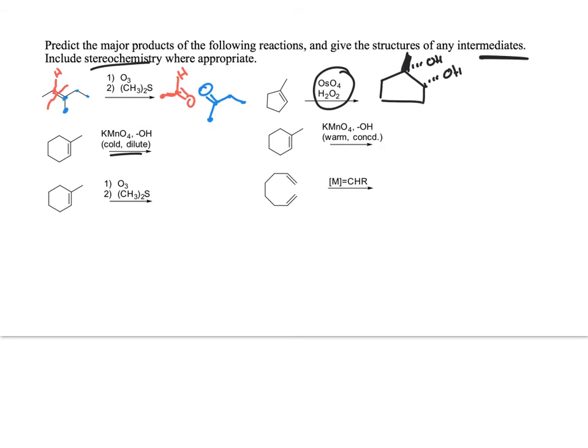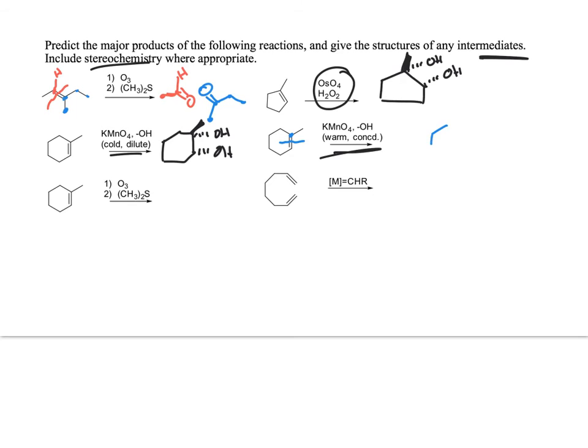Permanganate, cold and dilute, is going to give you a diol. It's going to be on the same side, so the OHs both get dashes. Warm and concentrated means you're going to cleave this, and so this will be a ketone.